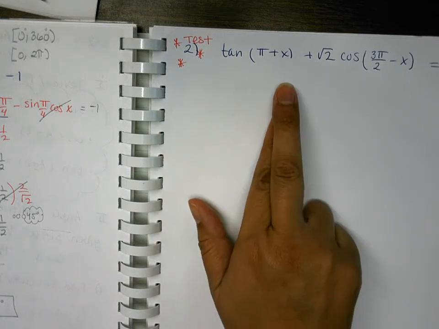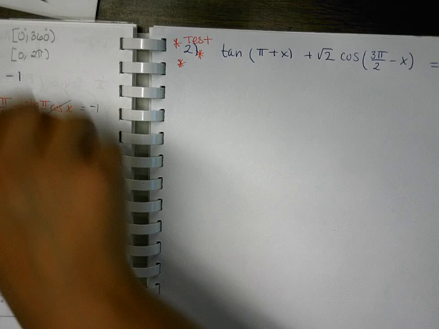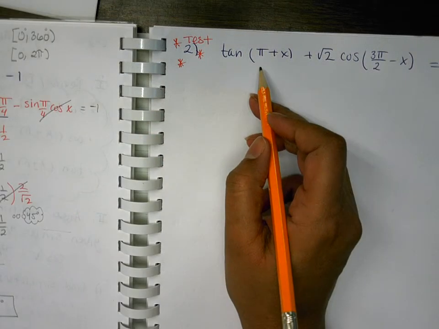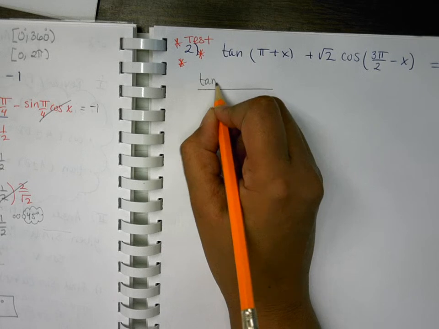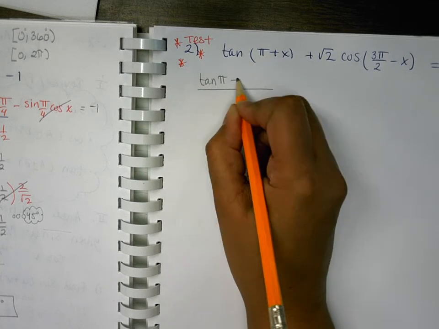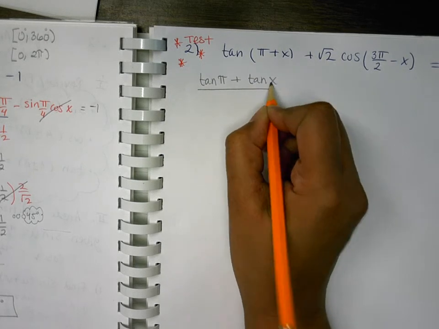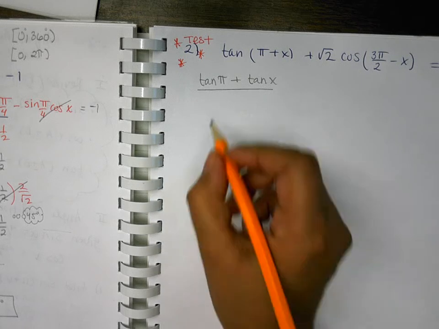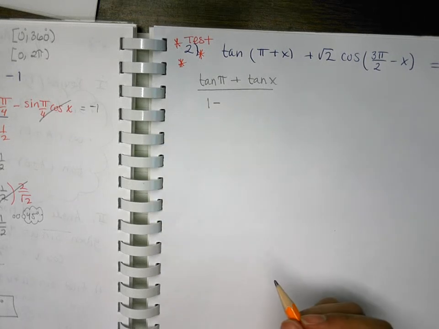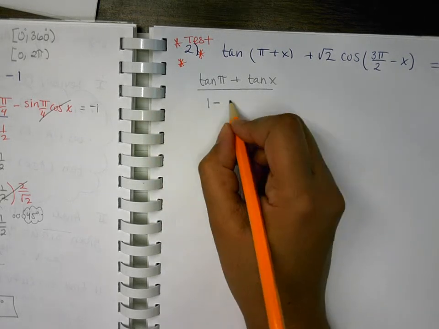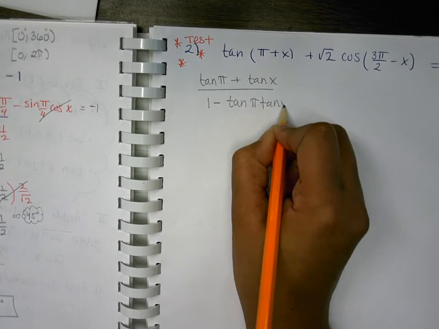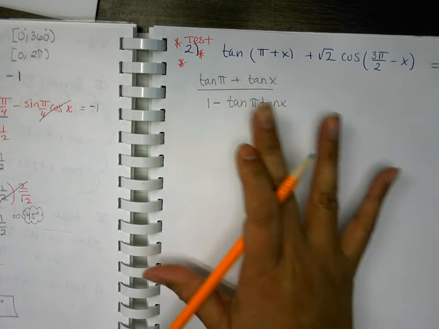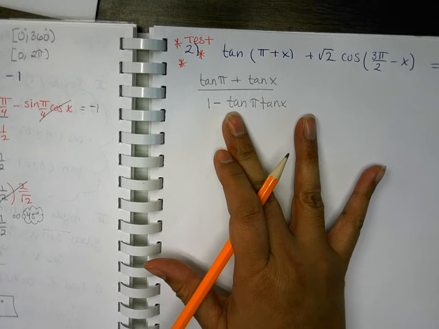All right, let's expand the tangent first. What's special about the tangent? It's a what? Fraction. Tan of A, which is pi, same sign, plus tan of x over 1 minus what? Tan pi tan x. Do you want to continue expanding or simplify this piece first? Up to you. It doesn't matter. Continue expanding. I'm going to.